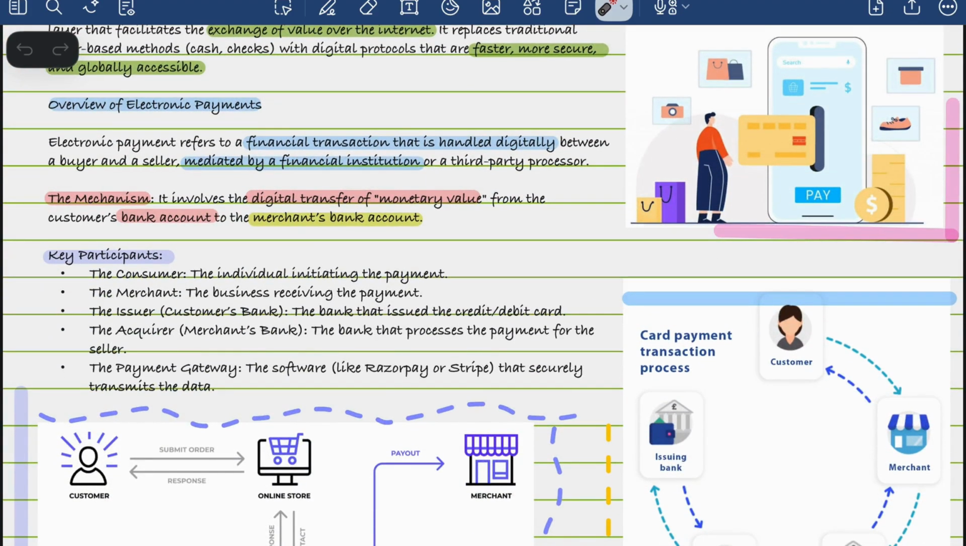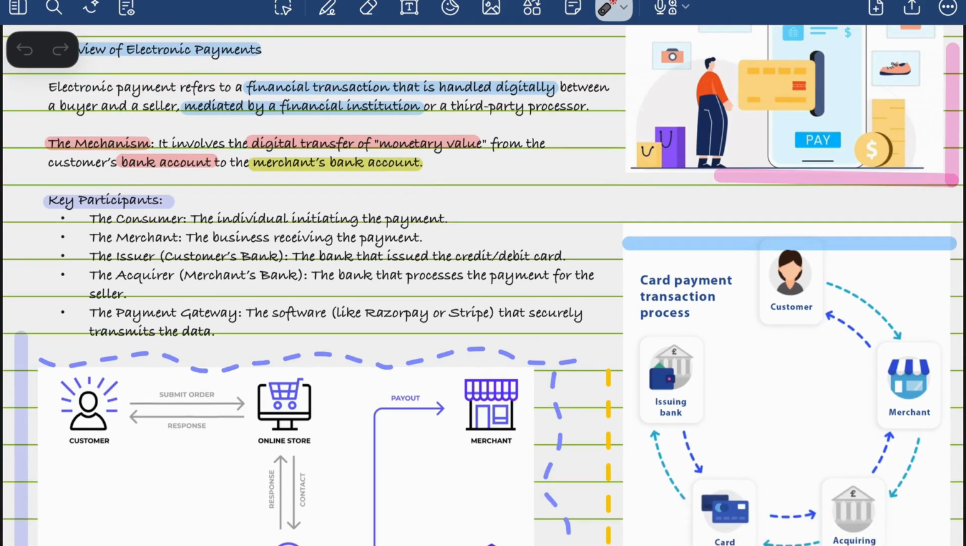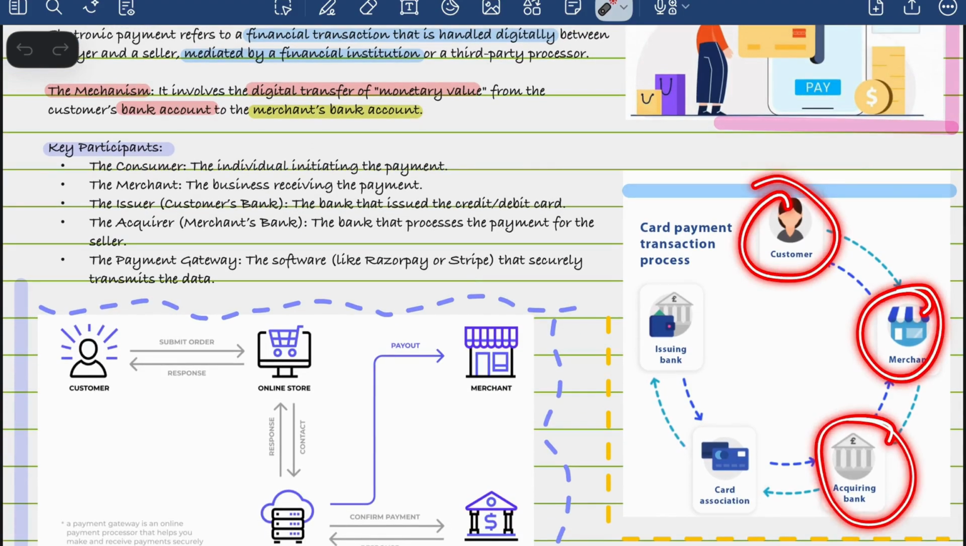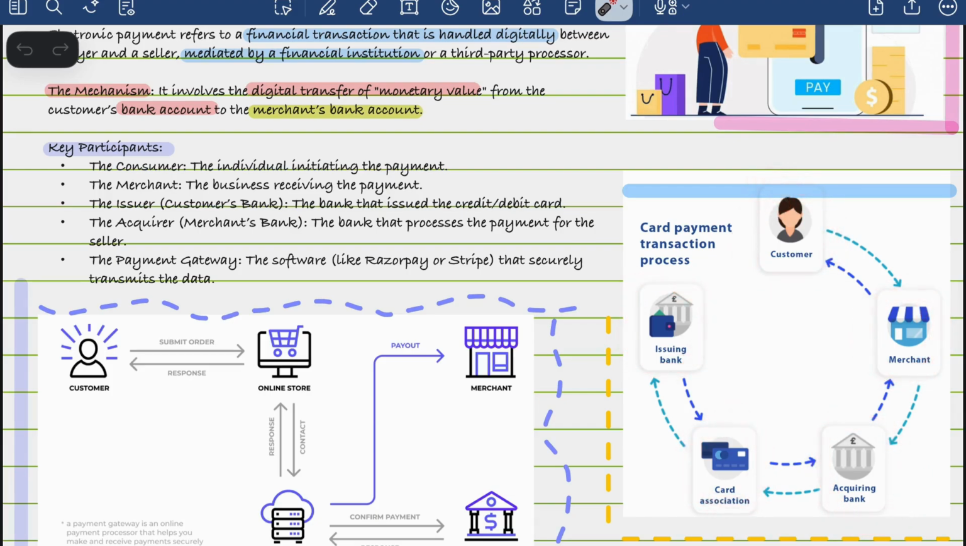If we have an overview of the electronic payment system, it is handled digitally between the buyer and the seller, and it is mediated by a financial institution, or we can say a third party processor, which is usually known as a payment gateway. So when you click on pay now on the site, like in our case study we talked about, Electro Hub, you set off a complex chain reaction involving 5 major components, which we will talk about right now.